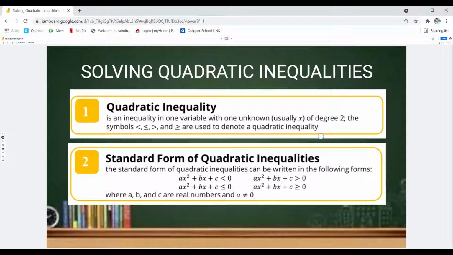a quadratic inequality. Because we have four symbols, we also have four standard forms of quadratic inequalities: ax squared plus bx plus c is less than 0, ax squared plus bx plus c is less than or equal to 0, ax squared plus bx plus c is greater than 0, and ax squared plus bx plus c is greater than or equal to 0, where a, b, and c are real numbers and a is not equal to 0.